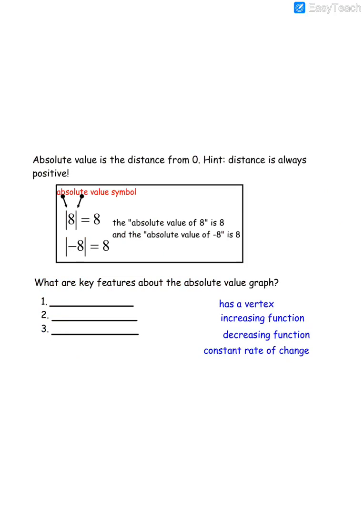So absolute value is the distance from 0. Hint, the distance is always positive, which means when you graph it, y is only in the first and the second quadrants. The absolute value of 8 is 8, and the absolute value of negative 8 is positive 8.